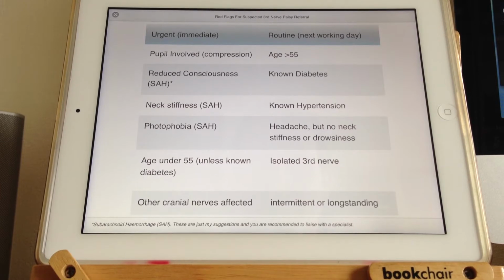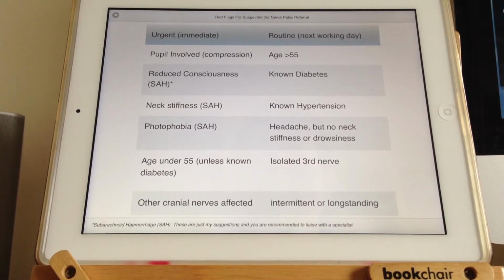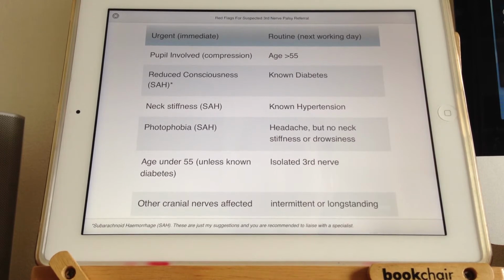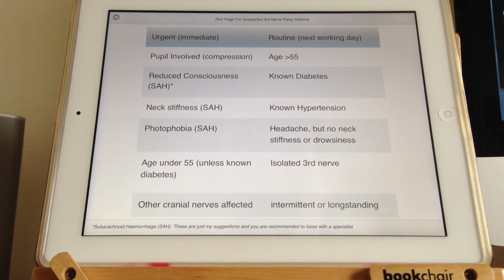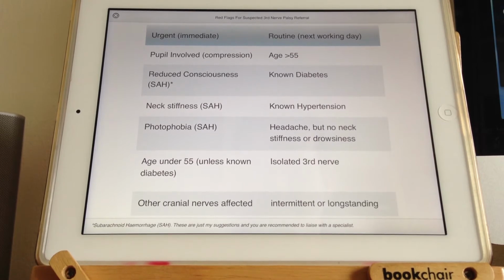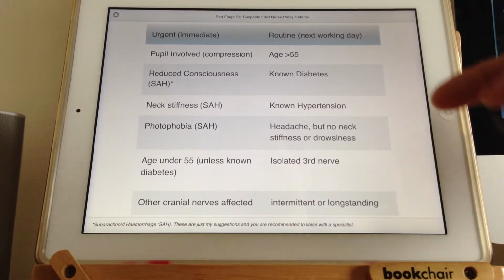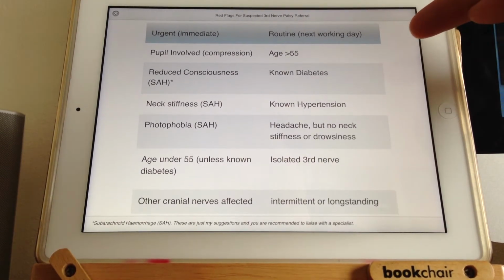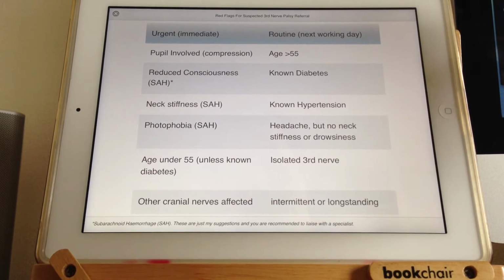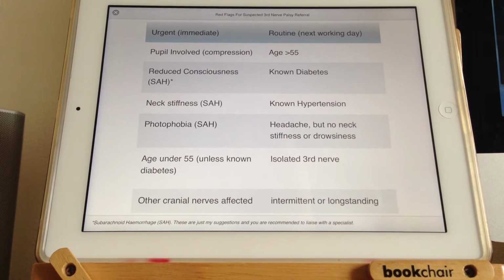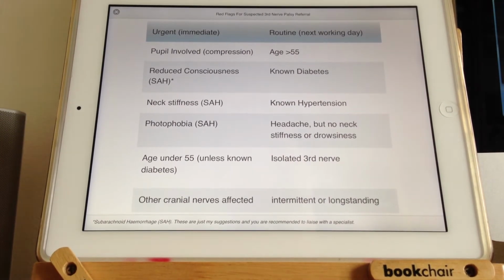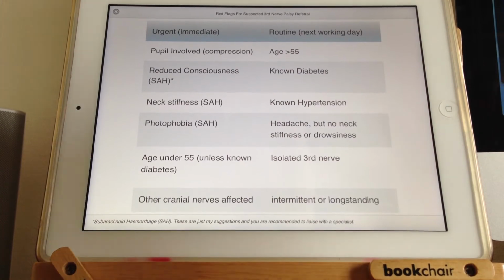So things that are urgent are pupil involvement, reduced consciousness, stiff neck, photophobia, age under 55, so not having a good reason for having a microvascular episode, unless they're a known long-standing diabetic, and obviously the bottom one there is that they've got other cranial nerves affected. And then the reassuring things would be older age, because that would imply that they've got a reason for a microvascular episode, diabetes and hypertension as causes, headache but no neck stiffness, and the third nerve palsy being isolated or intermittent long-standing.